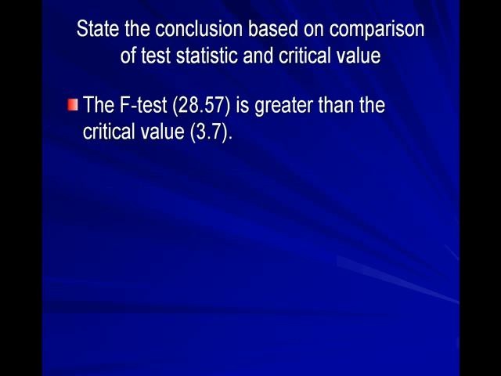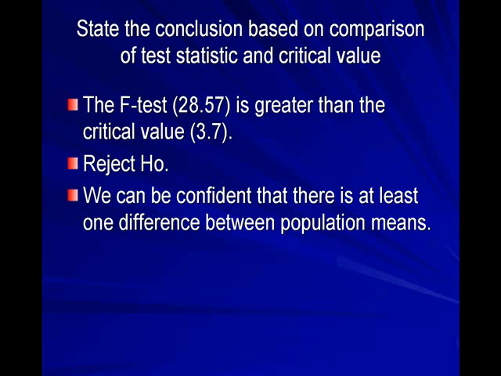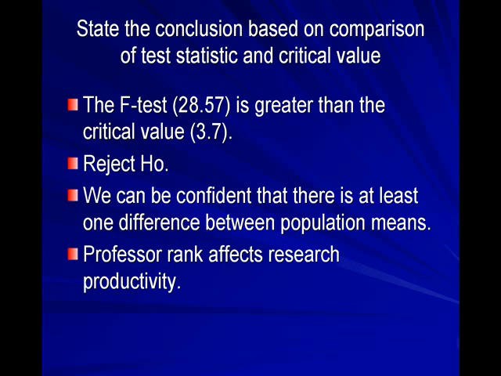And that's greater than the critical value of 3.7. So we're going to reject H0. And we can conclude, be confident, that there's at least one difference between population means. Be careful on this. It doesn't tell us where the difference is. It just tells us that there's at least one difference between population means. Or Professor Rank affects research productivity.